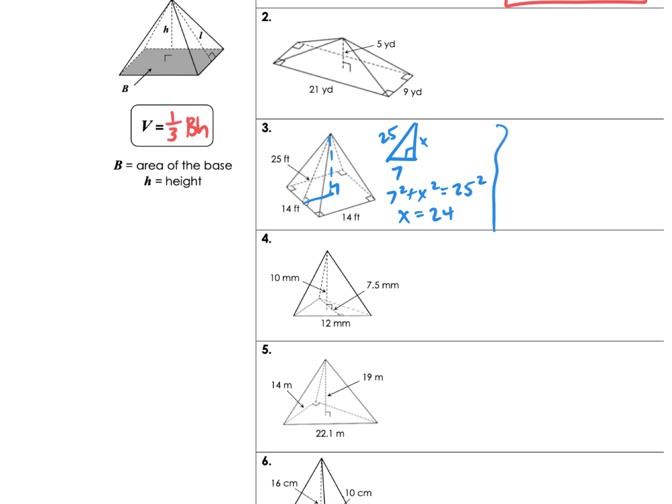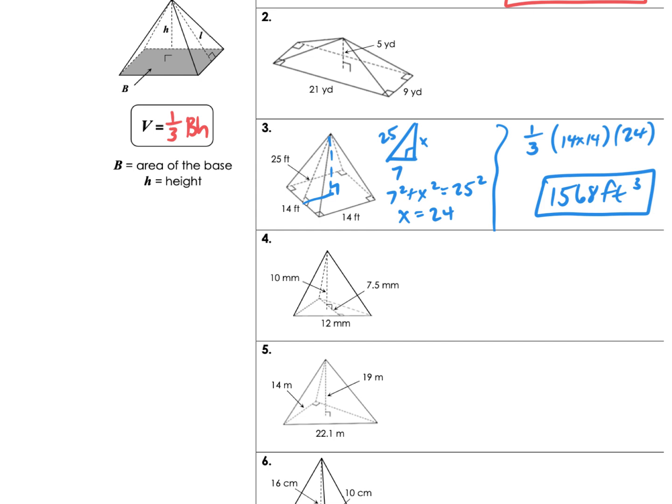So now I'm going to plug that into the formula. 1/3 area of the base, which is 14 times 14, times the height, which is 24. And you get 1,568 feet cubed. Any questions on pyramids? I mean, it's not going to be any harder than that. The hardest thing you have to do is maybe find the height using Pythagorean theorem because I give you the slant instead.